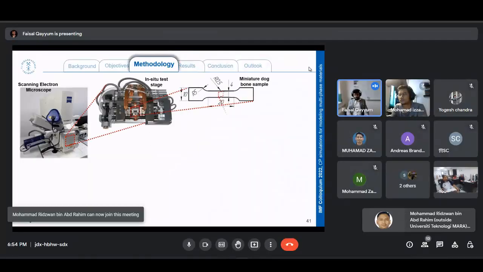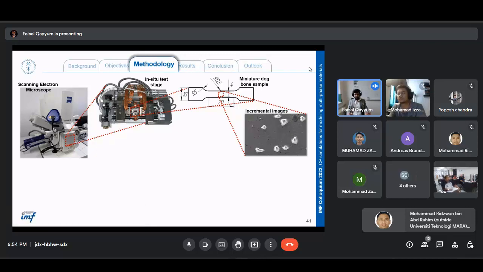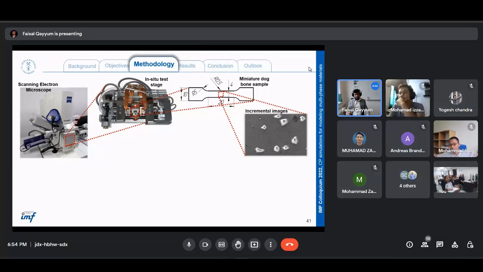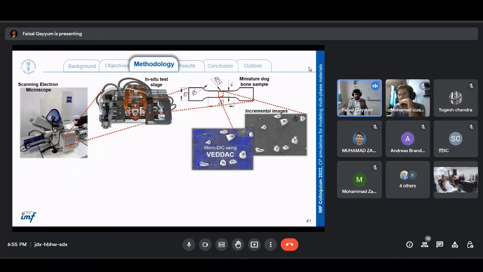In the last example, what I would want to show you is what we did recently with the in situ testing. In our electron microscope, we have a possibility to do in situ tests, something I have talked about quite a lot in my presentation. We have an in situ test stage. We use a small miniature dog bone sample, and we look at the microstructure at the middle of the sample. While we are loading the sample, we take incremental images. These images can be post-processed using a micro digital image correlation tool, WeatherCAD, to get local strain measurements.